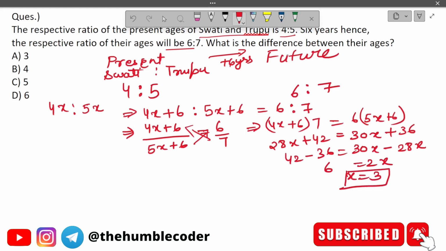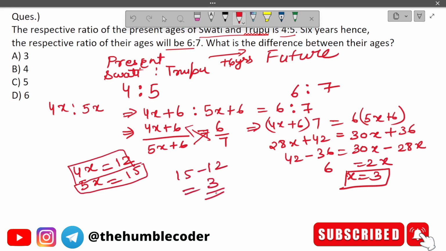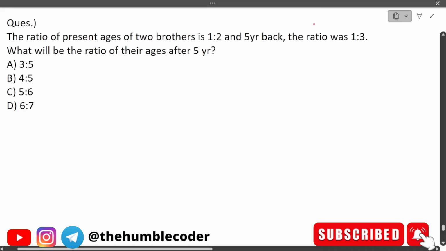What we were told is we need to find the difference between their ages. So let's consider one of the ratios, 4x and 5x. So the age will be 4 into 3, which is 12, and then 5x, so 5 into 3, 15. So these are their ages as of now. In order to find the difference between these ages, what we need to do is 15 minus 12, which is 3. So the difference between their ages is 3. The correct answer for this question is option A, which is 3.